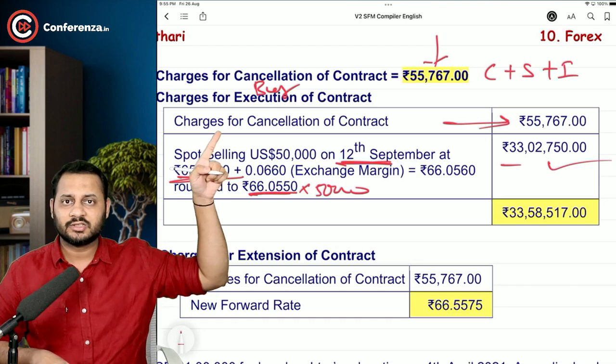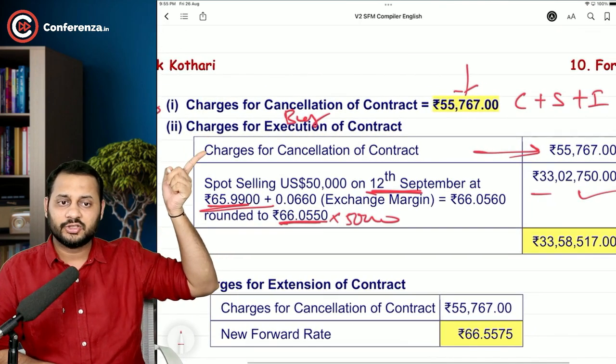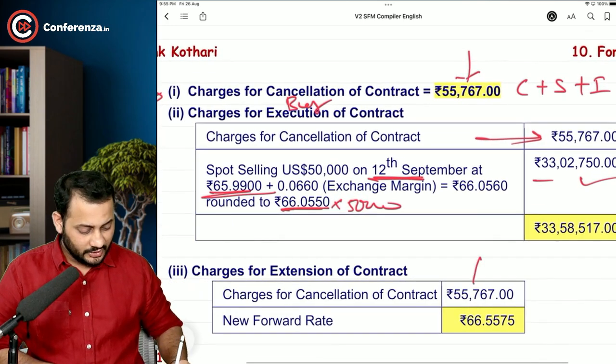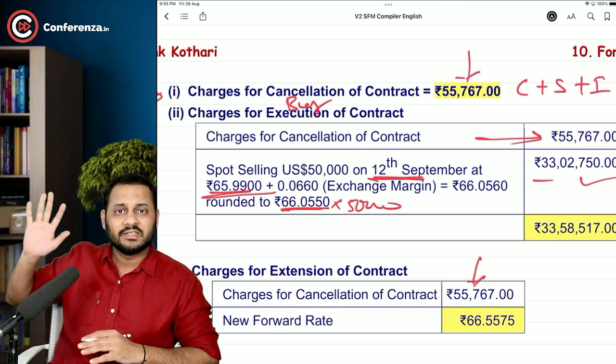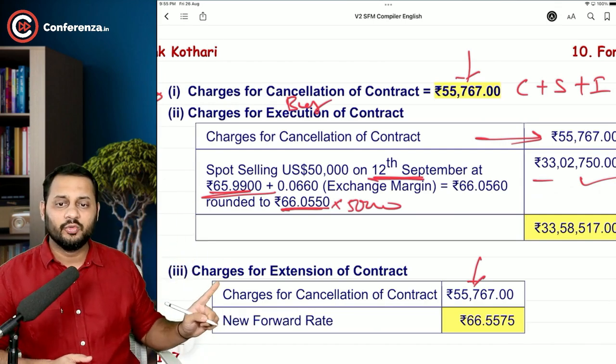Otherwise, cancellation charges are applied. So even if you cancel or deliver, this much of the amount is the same. Or even if you extend, this much of the amount is the same. 55,767. That means all the previous things have to be cancelled first before doing anything new. And the new rate will be applicable.